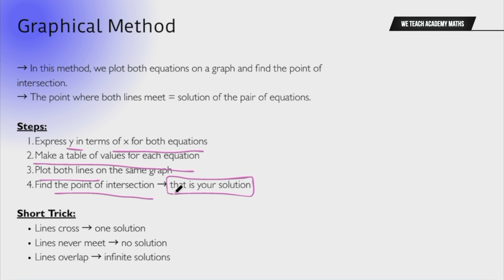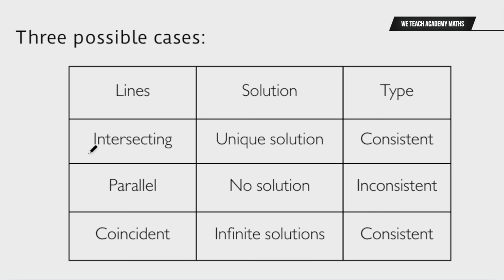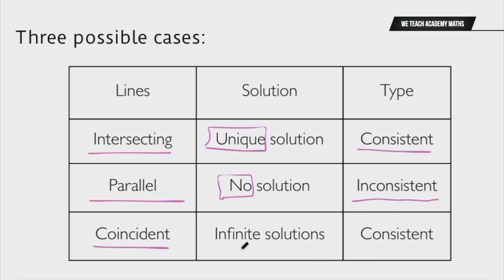A short trick is: lines that cross give one solution, lines that never meet give no solution, and lines that overlap give infinite solutions. Coming to the three possible cases, the lines can be intersecting, and the solution would be a unique solution, and the type would be consistent. If the lines are parallel, there would be no solution, and that would mean it is inconsistent. And if the lines are coincident, it would mean that it has infinite solutions, and it would be consistent.